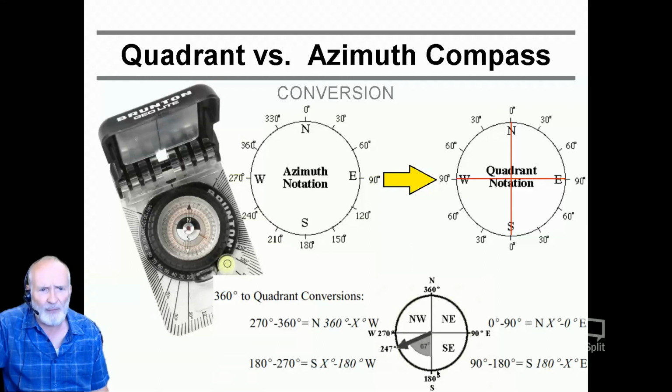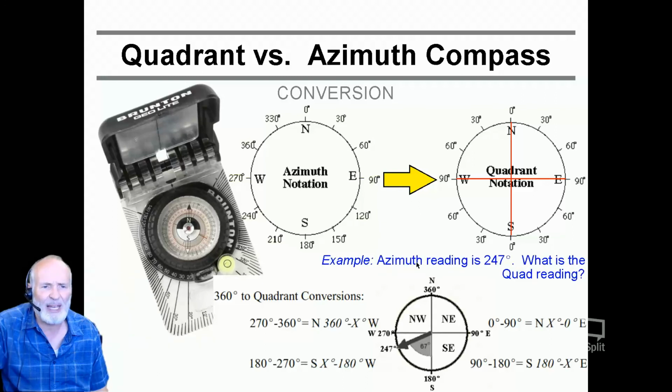Here is the conversion equation for each quadrant, as you see here. So if your azimuth reading is between 0 and 90, you would use this equation. If your azimuth reading is between 270 and 360, you would use this equation, and so forth. And it would give you then that result. Let me show you an example. Best to do this by an example.